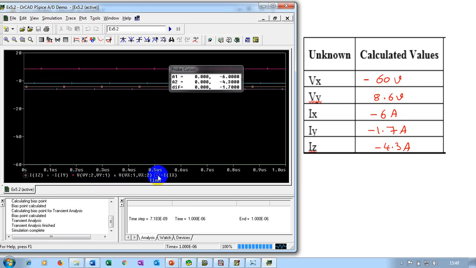Ix. What should we get? We should get -6. Yes, we are getting -6. Iy: click on Iy, -1.7, -1.7. Iz: -4.3, -4.3. Thus, the theoretical calculations and the simulation results are both matching.